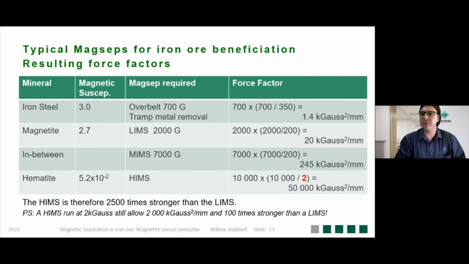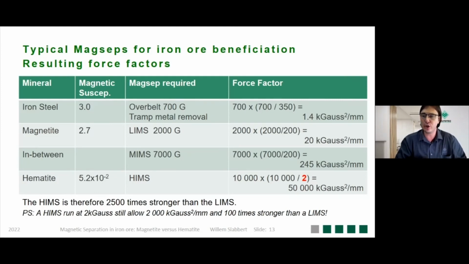For the in-between minerals ranging between highly magnetic magnetite and paramagnetic hematite, we may have to use a MIMS machine, a medium intensity magsep, at 245 kilogauss squared per millimeter. And finally, for hematite, we have to use high intensity magnetic separators that have a 10,000 Gauss magnetic strength divided by a dissipation distance of only 2 millimeters, resulting in 50,000 kilogauss squared per millimeter.